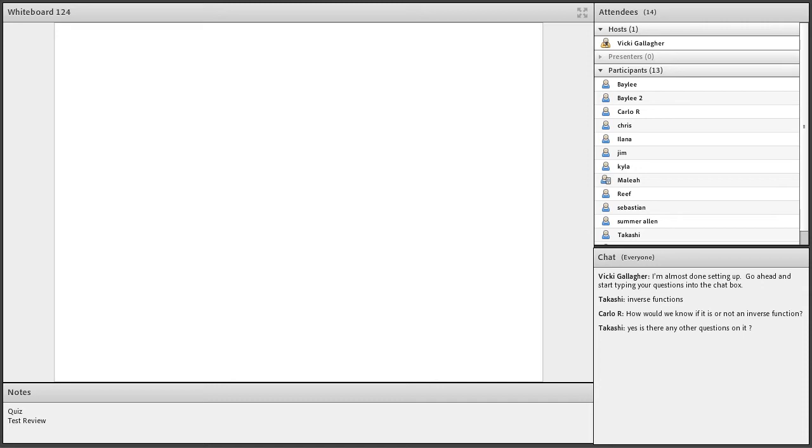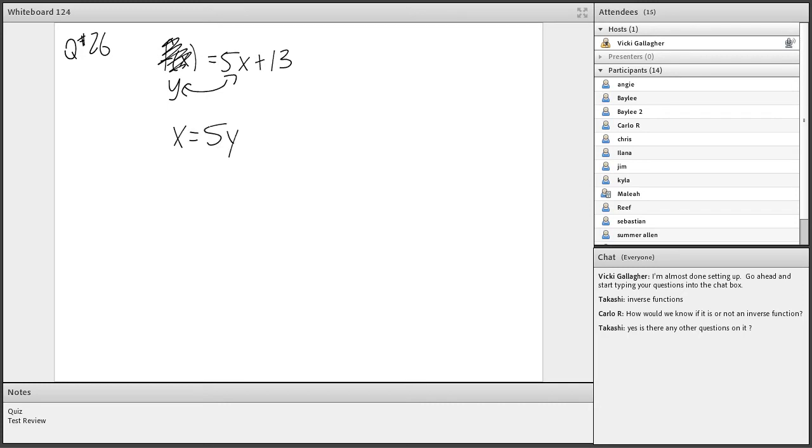So we'll take a look at quiz number 26. That one was f of x equals 5x plus 13. So the first thing you do when you're finding the inverse is you swap where the x and the y letters are. And technically, this part is the letter y, right? So we're just going to flip-flop those two letters. So we do x equals 5y plus 13.